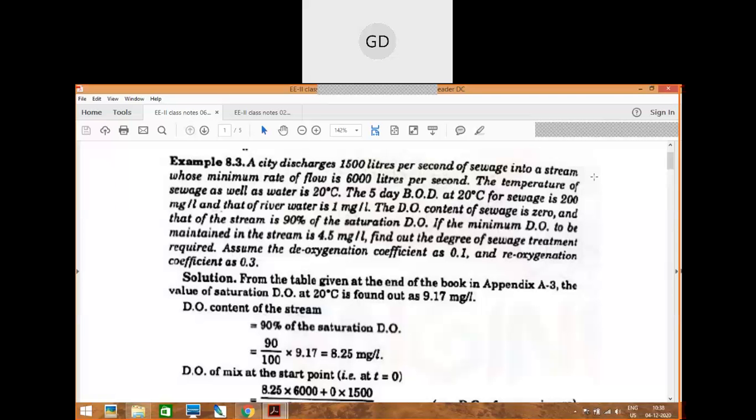If the minimum DO to be maintained in the stream is 4.5 milligram per liter, find out the degree of sewage treatment required. Assume the deoxygenation coefficient as 0.1 and reoxygenation coefficient as 0.3. So you need to find out ultimately the degree of sewage treatment.